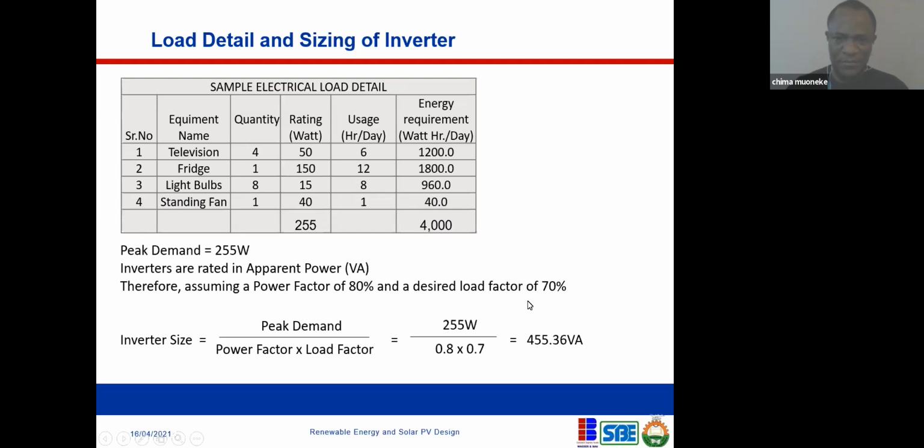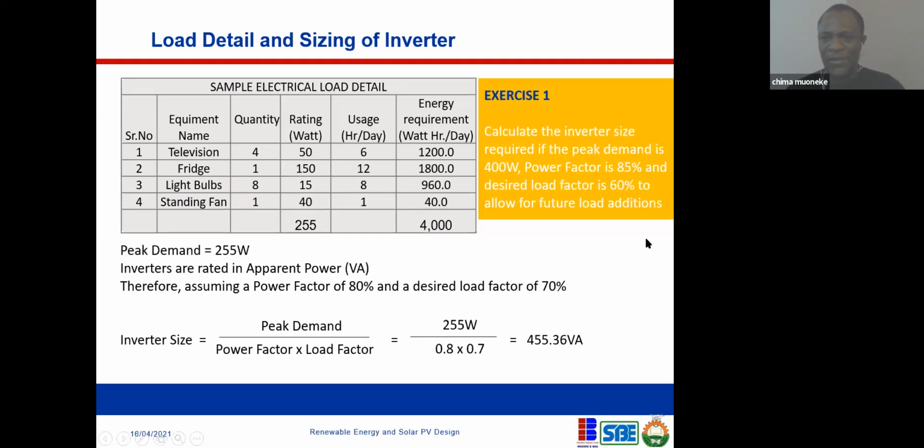So let's proceed to our first exercise. The exercise is this: calculate the inverter size required if the peak demand is 400 watts. In the explanation that I just gave, our peak demand was 255. Now I'm asking you to calculate what inverter size we are going to require, assuming our peak demand is now 400 watts, the power factor is 75%, and the desired load factor is 60%.